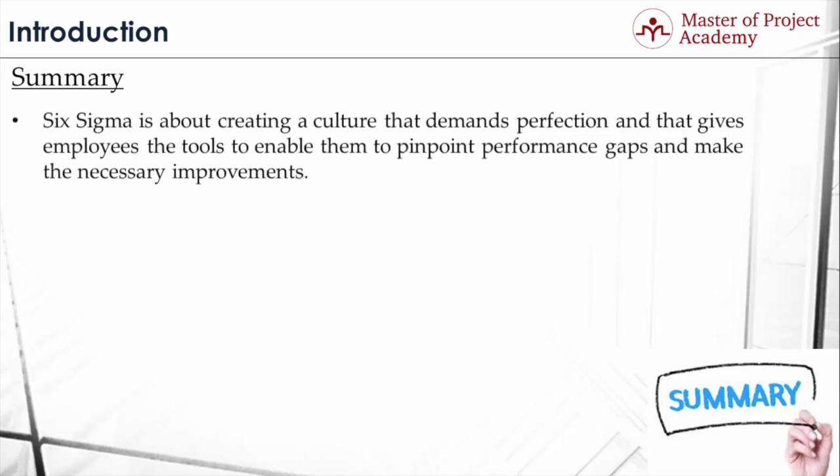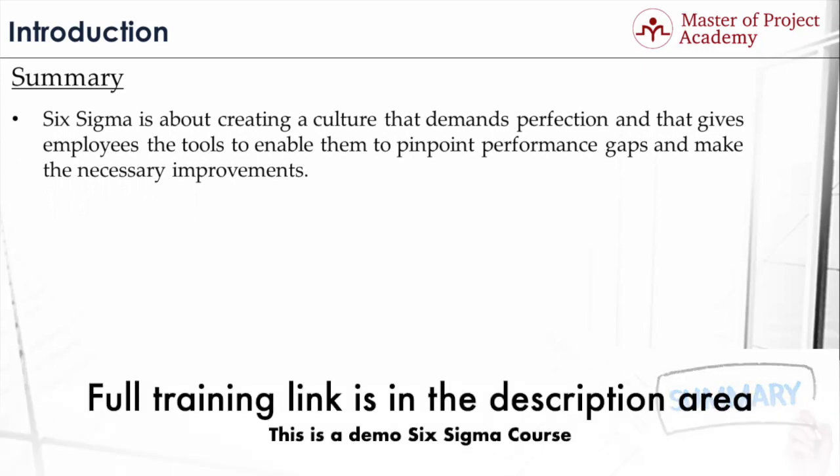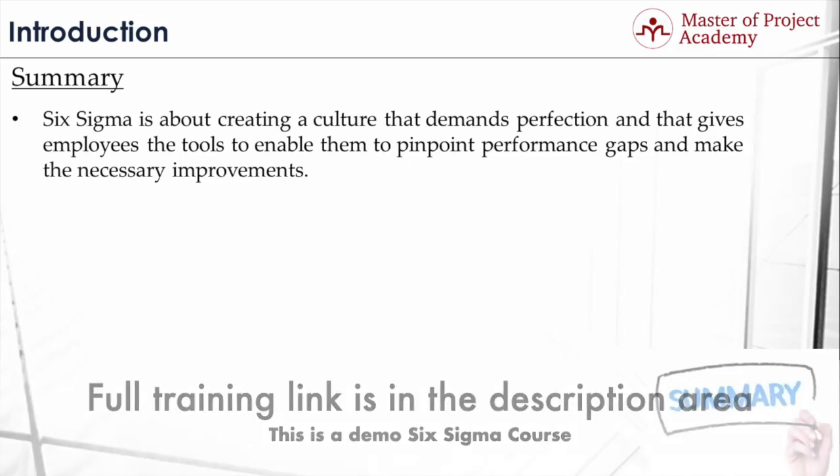Then, we went through the Lean Toolkit, Lean techniques, and Lean principles. We learned that the Lean philosophy mainly aims to eliminate any kind of waste. Through the last lectures of the section, we went through the normal distribution curve and its analogy with Six Sigma. After that, we saw how customers define the acceptable limits for a process. To sum up, Six Sigma is about creating a culture that demands perfection and that gives employees the tools to enable them to pinpoint performance gaps and make the necessary improvements.